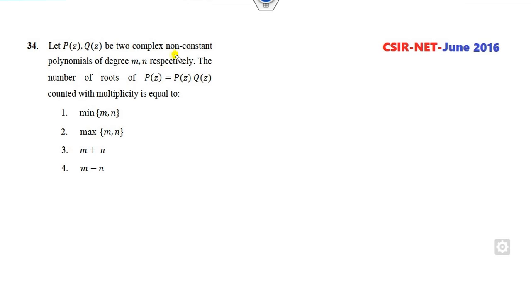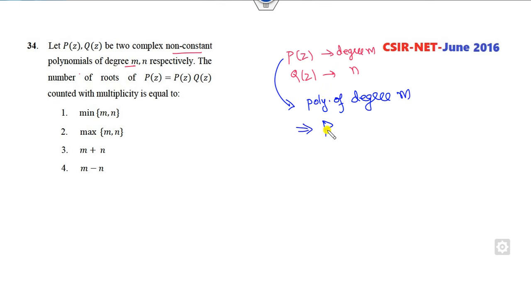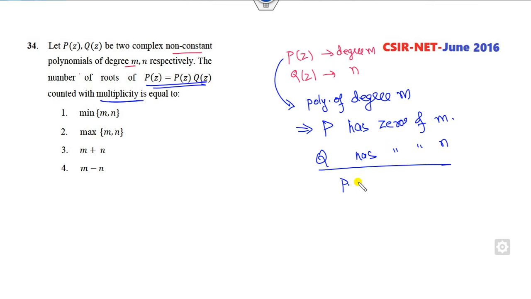P and Q are two non-constant polynomials of degree m. So P has degree m, Q has degree n. So once P is a polynomial of degree m, what is the meaning of that? P has m zeros. Similarly, Q has n zeros. Then the product of the multiplicity, so what is the meaning of that? P and Q together have m plus n zeros. That's a simple straightforward result for you.